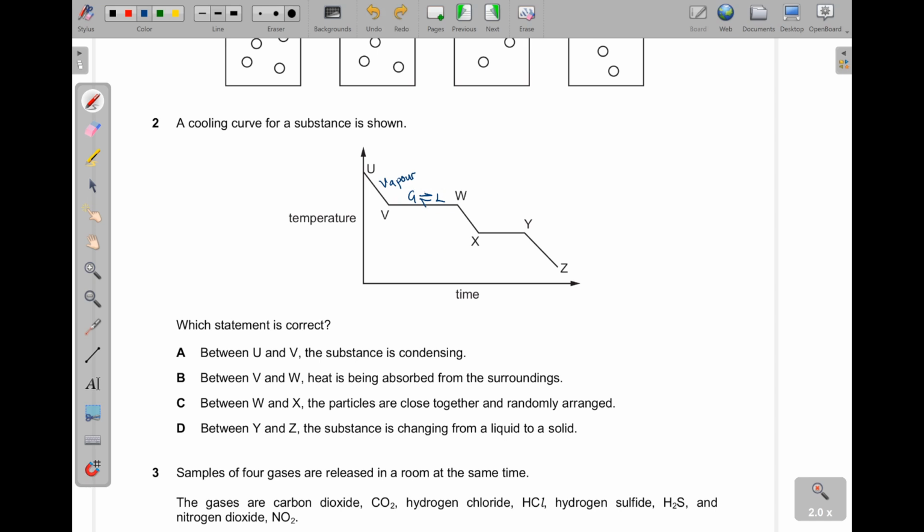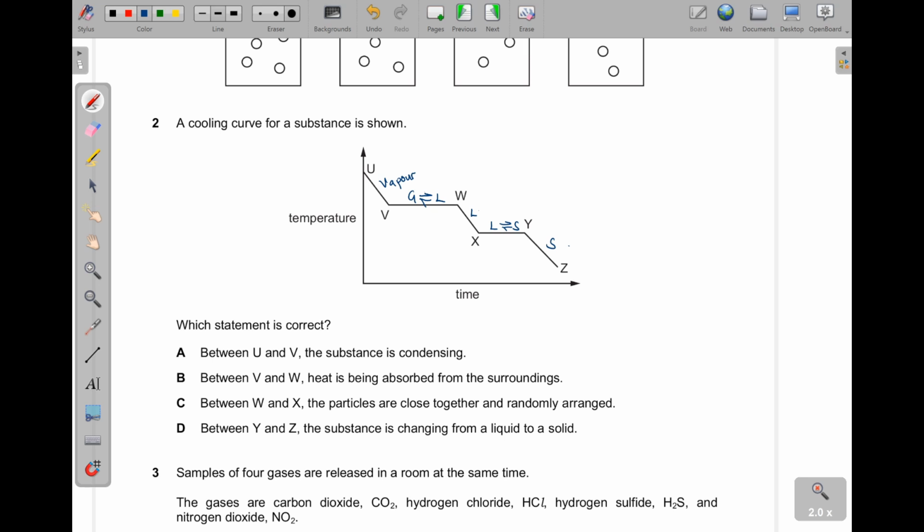And then W to X, here we are having exactly liquid. Then between X and Y, the liquid is in equilibrium with the solid. In other words, the liquid is trying to solidify. If you are moving the other side, then that means that the solid is trying to melt. And then here it is totally a solid.